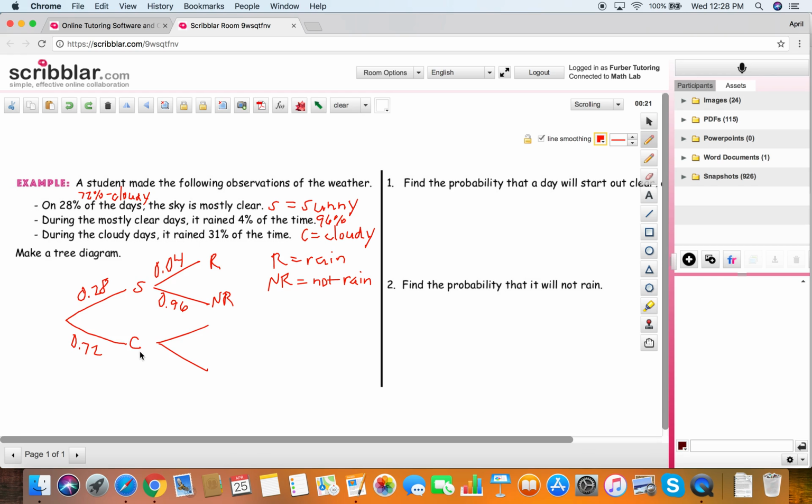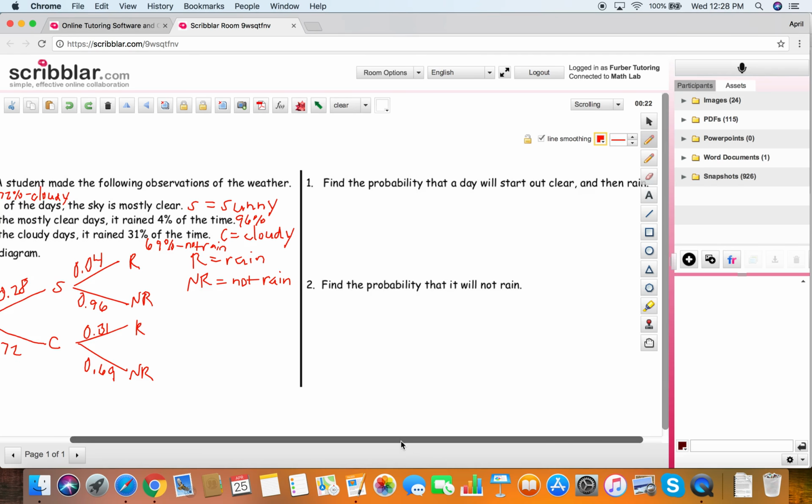Now on cloudy days in this particular place, it can rain or not rain as well. And it says during the cloudy days it rained 31% of the time. So 0.31, which means that the remaining time is going to be 69% that it does not rain on that day. So I'm going to put 0.69. And then these numbers are going to be used to find some conditional probability. And these are a little bit more complicated than the ones we did with the two-way frequency table, okay?